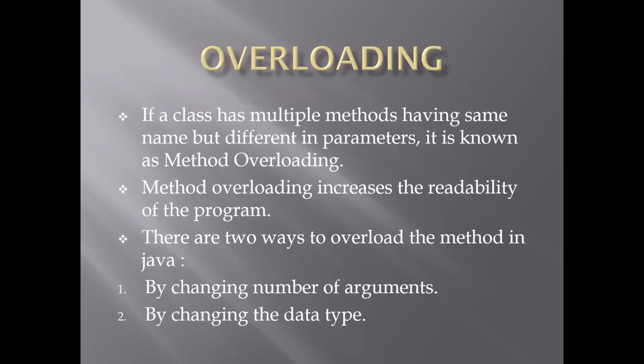So first we have overloading, which is the first type of polymorphism. If a class has multiple methods having the same name but different parameters, it's called overloading. So this is very important. In the same class, if we have multiple methods with the same name but different parameters, this is the one called overloading, unlike the overriding that we will see later.